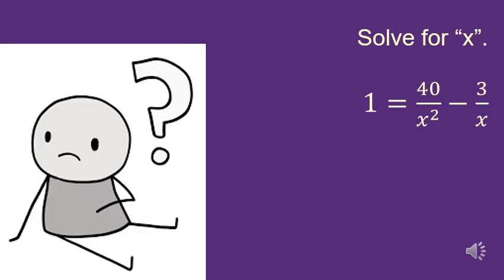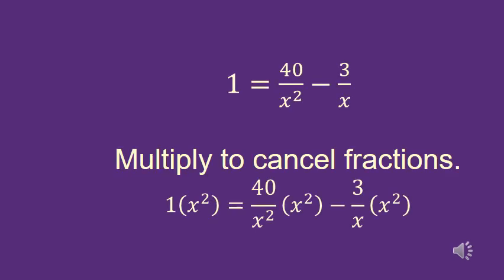There's one more example we're going to take a look at today, and this one is a little bit different, but it actually is along the same lines as the one we just got done doing. Here it just says solve for x. It's not saying we need to find a point of intersection, it's just solve. And we've got the equation 1 equals 40 over x squared minus 3 over x. Now, the difference this time is it's just an equation. But once again, it's got some fractions, and fractions can be kind of annoying.